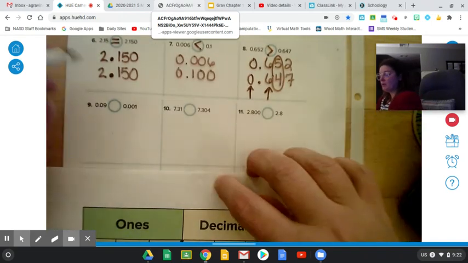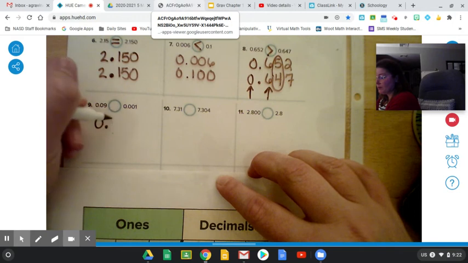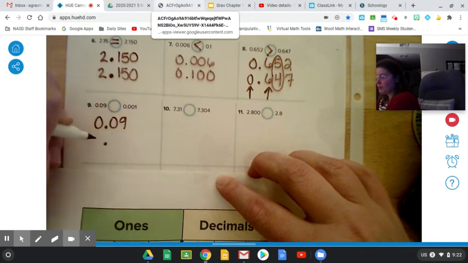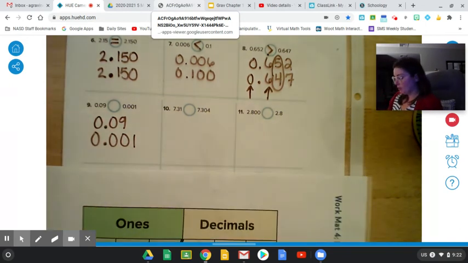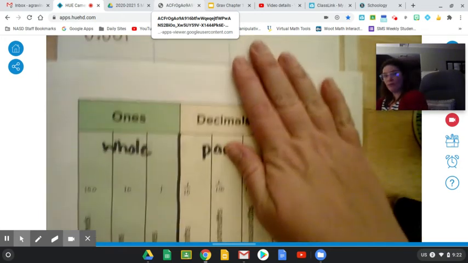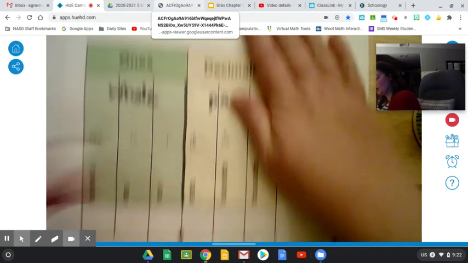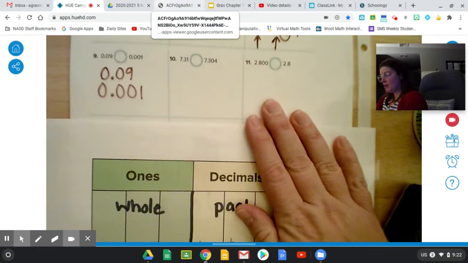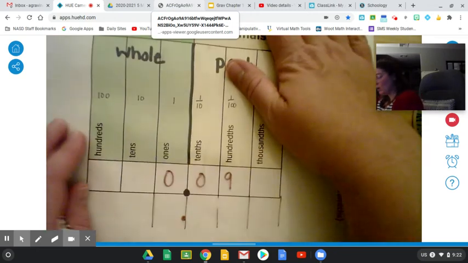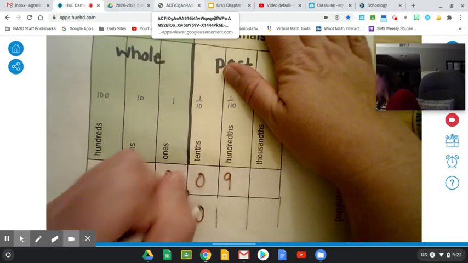Number 9, stacking my decimal points. Make sure you're careful about your zeros. I can also put this one in a place value chart if I would like to. Can definitely be helpful. So I have 0 and 9 hundredths, and I have 0 and 1 thousandth.